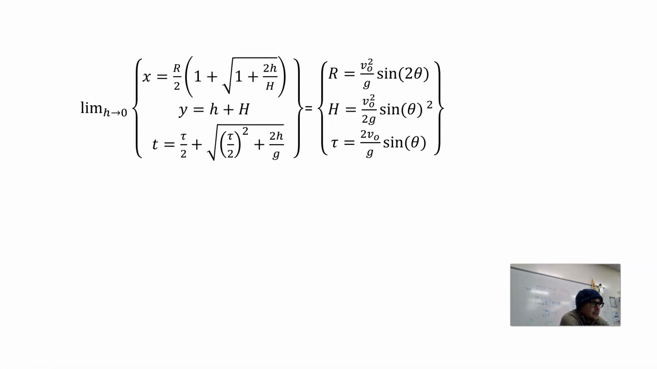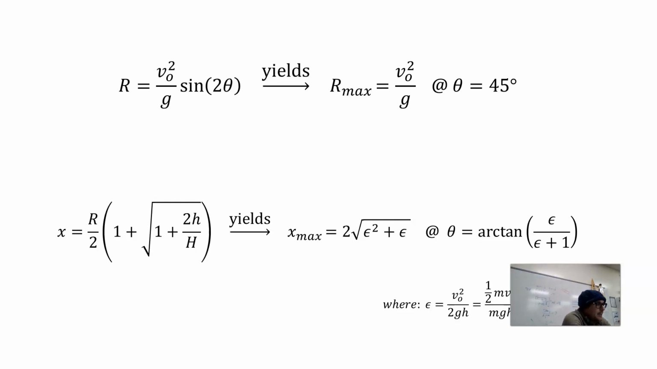We are going to take the limit. So if we make h 0, the left hand side equation is supposed to be the right hand side equations. And we know that the range goes as sine of twice the angle, so the function is maximum at 45, since sine of 2 times 45 is 90, and sine of 90 is 1. And the maximum value is the square of the velocity divided by g.